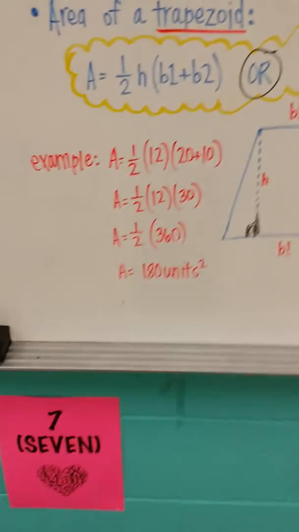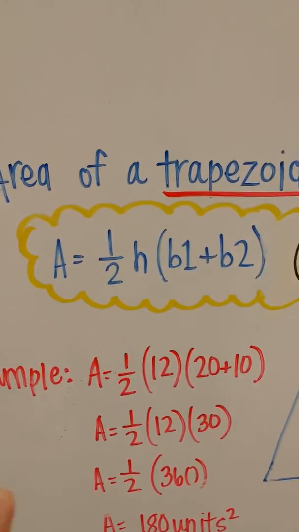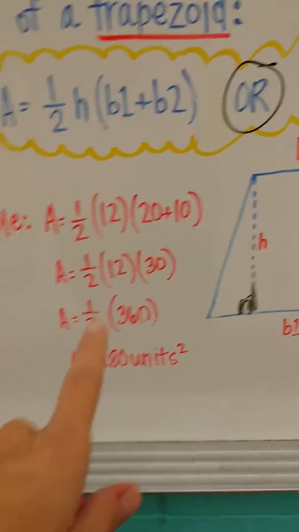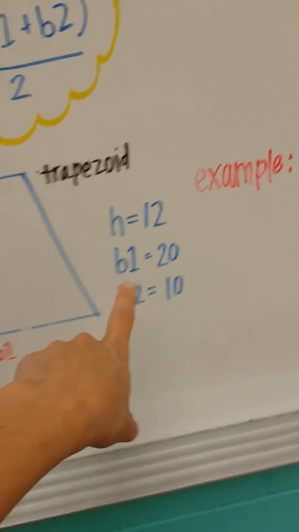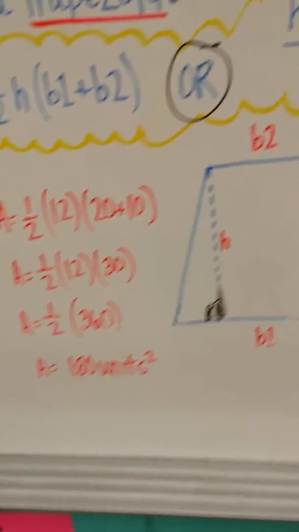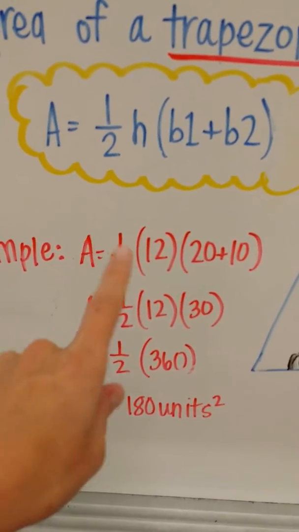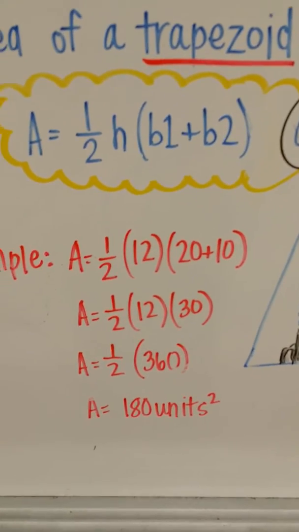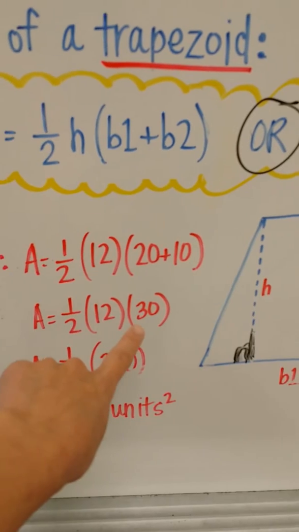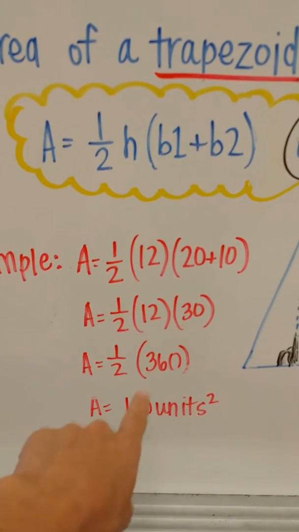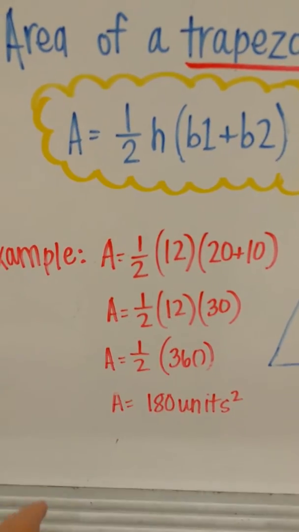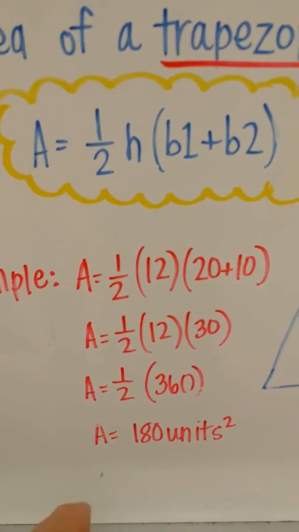To plug it in the formula, you have to know 1/2 times height times base 1 plus base 2. Well, our height is 12, base 1 is 20, and base 2 is 10. So you'll multiply 1/2 times 12 times 20 plus 10. Well, 20 plus 10 is 30. So now you have 1/2 times 12 times 30. And 12 times 30 is 360. So now you have 1/2 times 360. And that's going to give you 180 units squared.